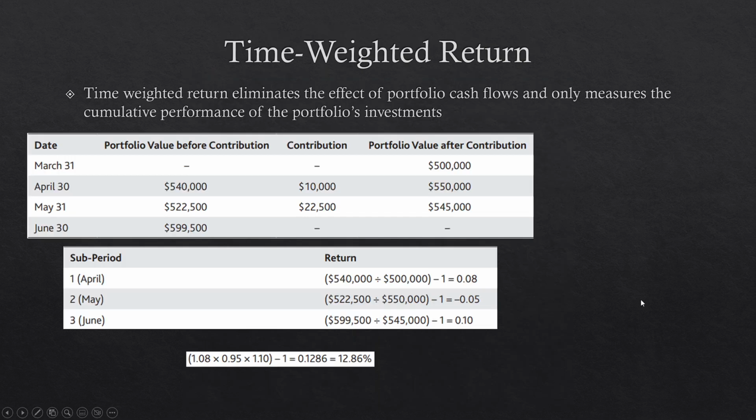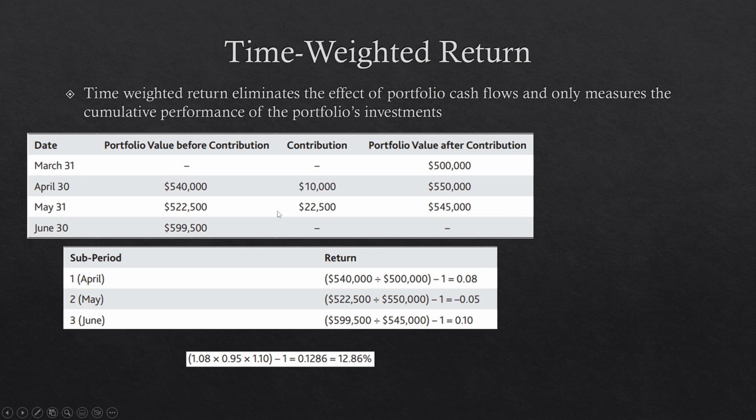Now, with the time-weighted return, it is slightly different, a bit simpler. So time-weighted return eliminates the effect of portfolio cash flows, and it only measures the cumulative performance of the portfolio's investments. So again, it's a similar example, slightly different. So you want to calculate the return for each month. So on April 1st, the value would have been $500,000, and it ended up as $540,000 at the end of April. So you want to do 540 divided by 500, so that's an 8% return for that month.